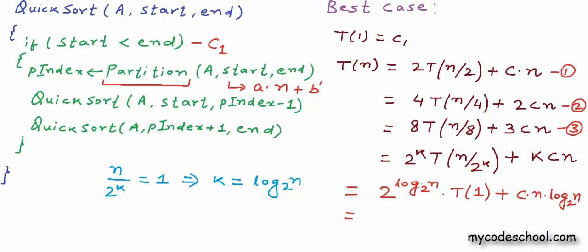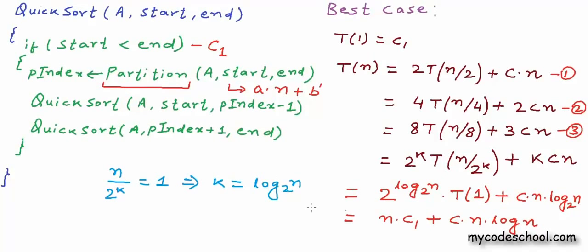2 to the power log n to the base 2 will be equal to n. T1 is c1, and this will be c into n into log n to the base 2. And if base is understood, then I can write this as log n. So this is what I'm getting.